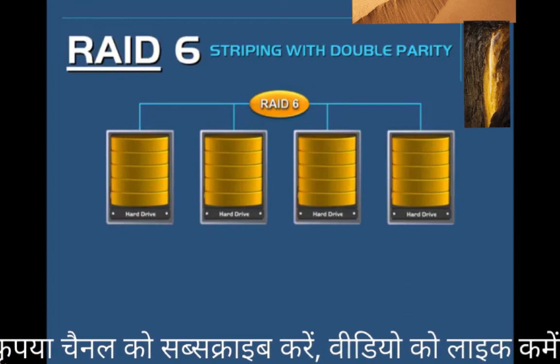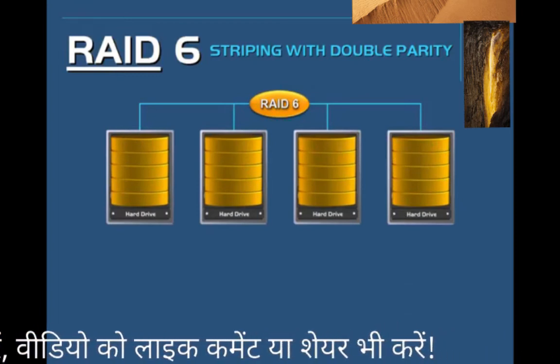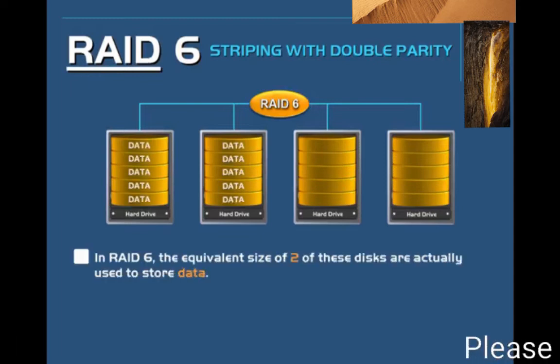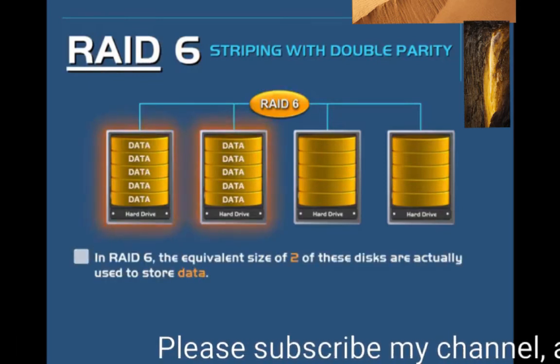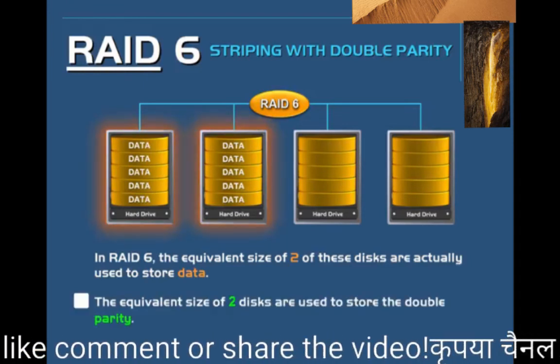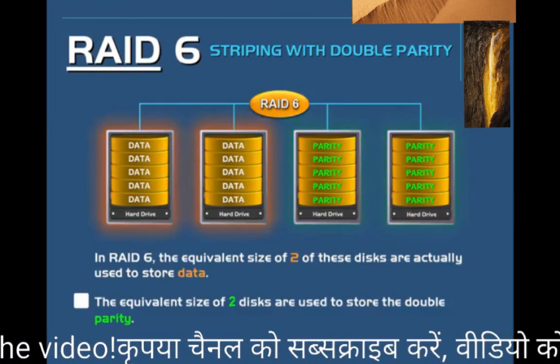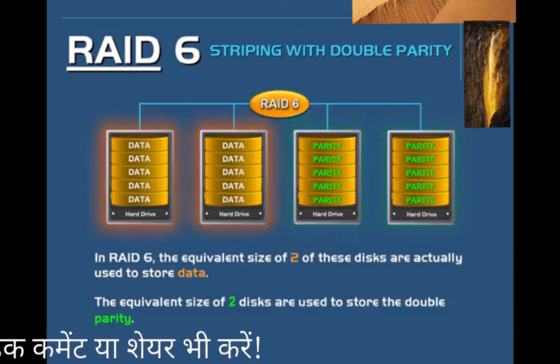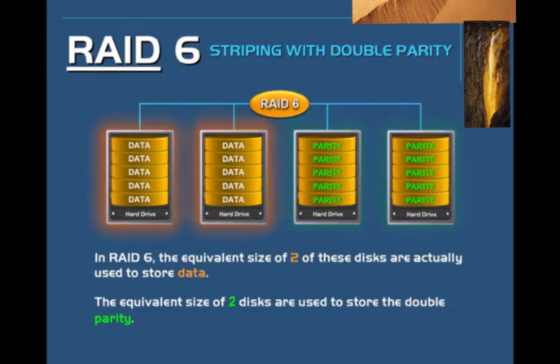So in our example here, RAID 6 is using 4 drives. So that would mean that the equivalent of 2 of these drives would be used for actual data storage. And the equivalent of 2 disks would be used to store the double parity. So again, if these disks were 1 terabyte each, that would be equal to 4 terabytes, but only 2 terabytes would be used to store data, and the other 2 terabytes would be used to store the double parity.